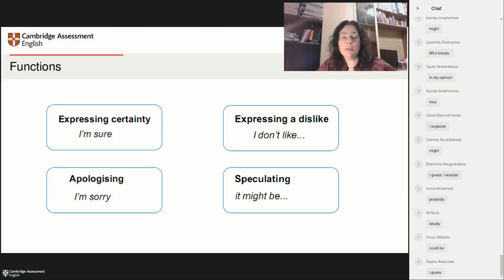Okay, so I'm showing you some of my examples. They're basic. And obviously there are many different exponents that can perform the same function. At the same time, different functions can be used with the same exponents. For example, sorry. How can we use sorry? Because you want to apologize. What other functions can this word convey?